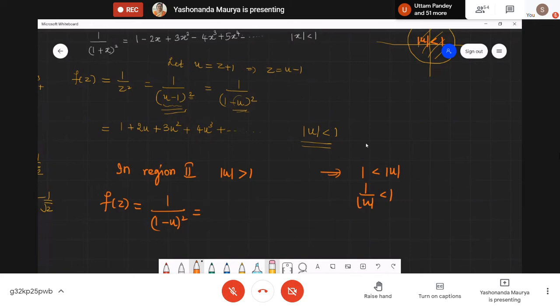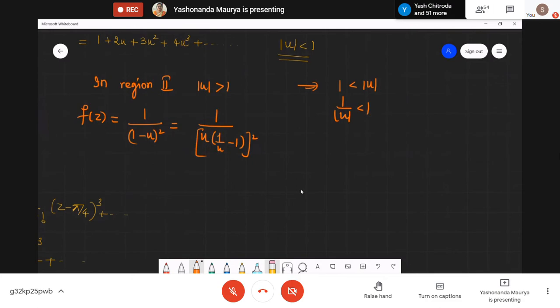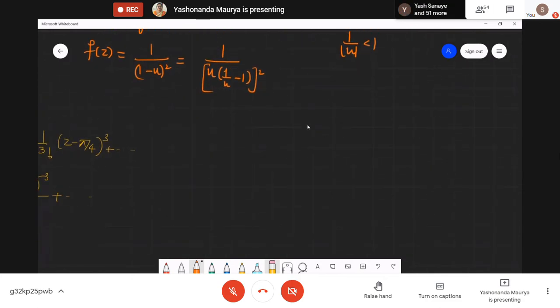Therefore, we will be taking out u common here. So it will be 1 upon, if I take u common, 1 by u minus 1, and then there's a whole square. Okay, so we need to just simplify this. So it will be 1 upon u square.